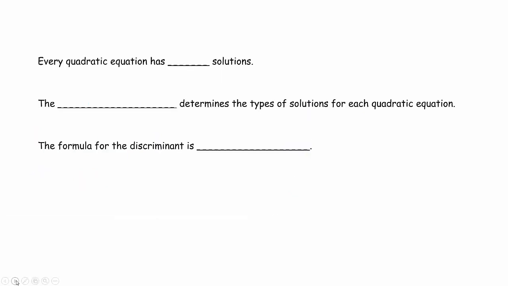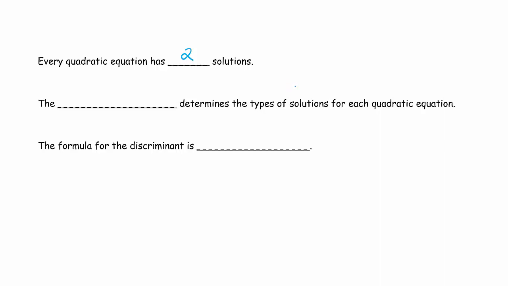So why do we have to know about these new numbers? Because we're solving quadratic equations, and sometimes their solutions are non-real. So let's fill in these sentences. We have some very important information that we're going to have to know. Remember last video? We solved lots of quadratic equations. Every single quadratic equation that we solved or that we will solve will have 2 solutions. They will always have 2. We're going to learn a new word right now. The blank determines the types of solutions for each quadratic equation.